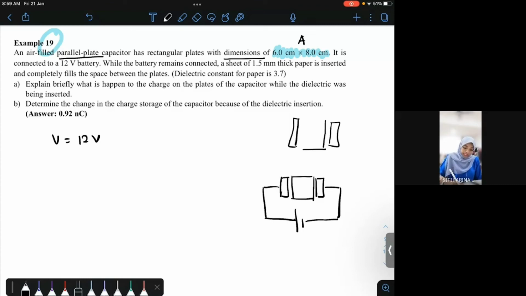Given the dielectric constant epsilon R of 3.7. So D is given, and the area is also given, which is 6 times 8, you have 48 centimeter square. And then it says explain briefly what happens to the charge on the plate of the capacitor while the dielectric is being inserted.